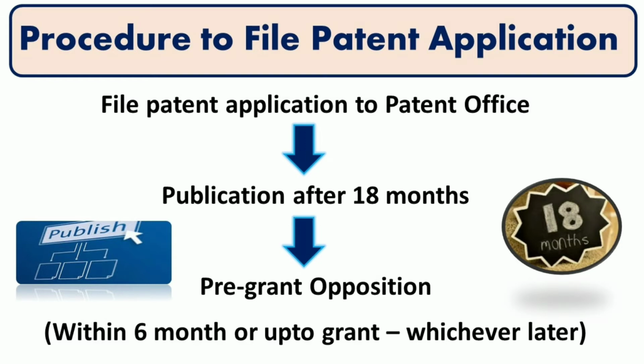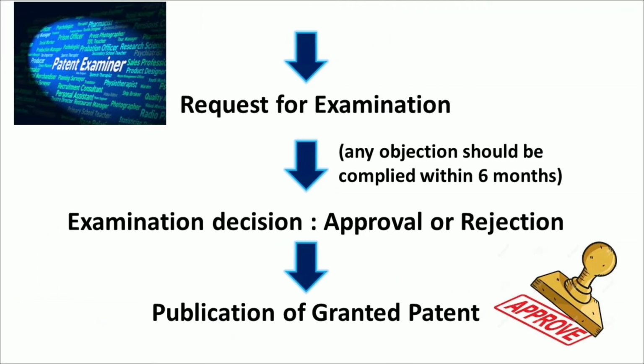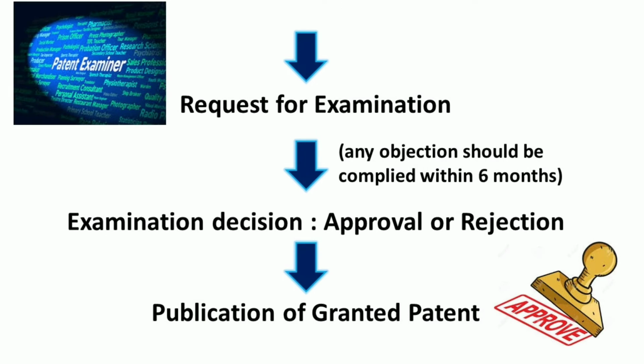If anyone is having any objection to any of the published patent, then they may oppose the same within 6 months, or they have the time up to the grant of that particular patent to oppose the same. After publication, the applicant has to request the patent office to examine the patent application and go further with the approval process. If any opposition was raised during the pre-grant approval process, then those opposition issues should be solved within 6 months. Then only the examination decision will be declared, that is either approval or the rejection of the patent.